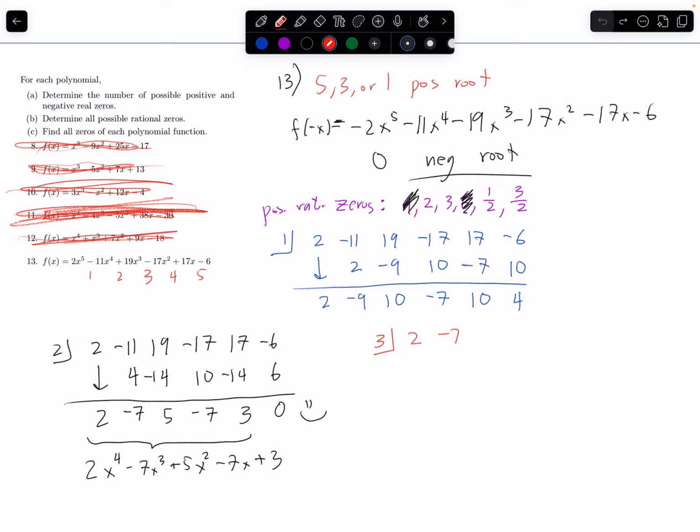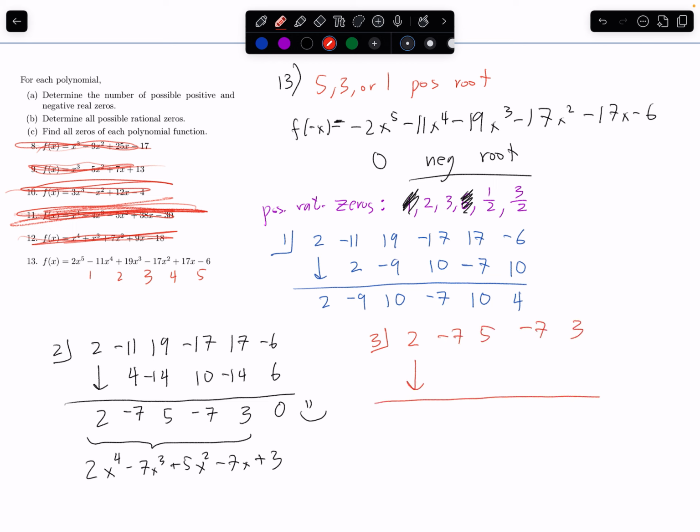Actually, wait. Before I do this, let me just inspect this real quick. Let me look at this guy. If I was to plug in 2, what would happen? Nah, never mind. I can't tell off the top of my head, so I'm just going to check 3. Okay, so it's 3. Here's 2, negative 7, positive 5, negative 7, positive 3.